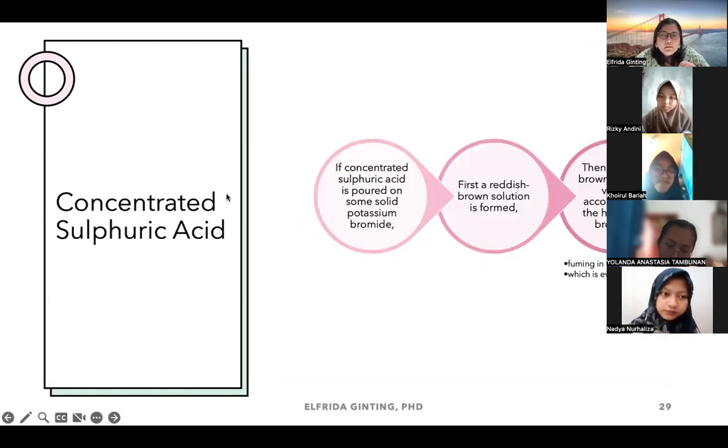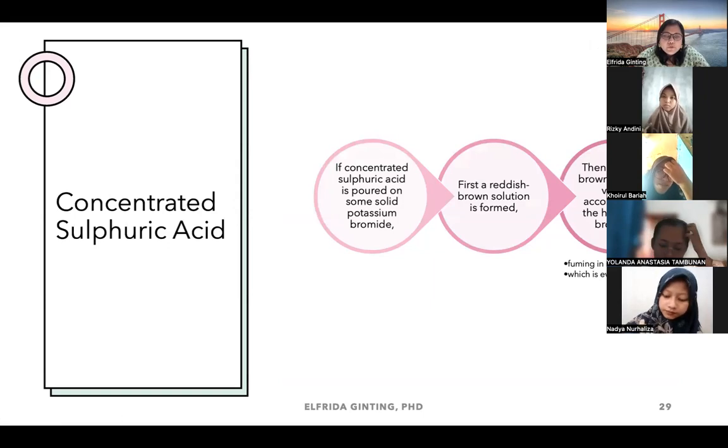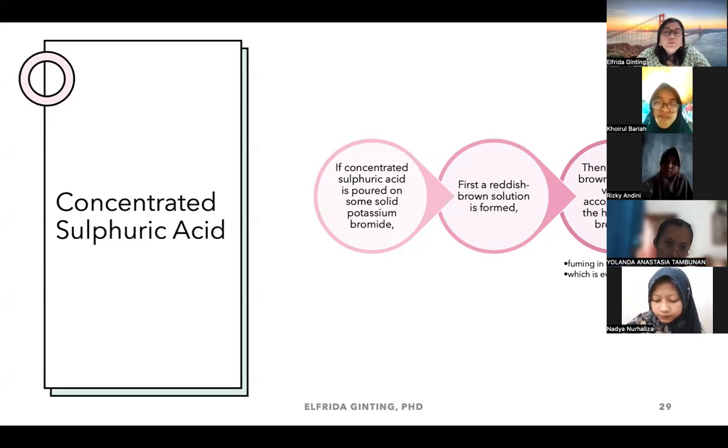Okay, now the first reagent that we will be using to test bromide is again concentrated sulfuric acid. If we mix concentrated sulfuric acid with potassium bromide, then we will see a reddish brown solution, and the reddish brown solution will produce fumes, will produce gas. The gas is identified as hydrogen bromide.